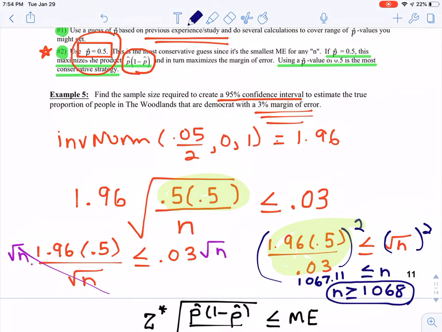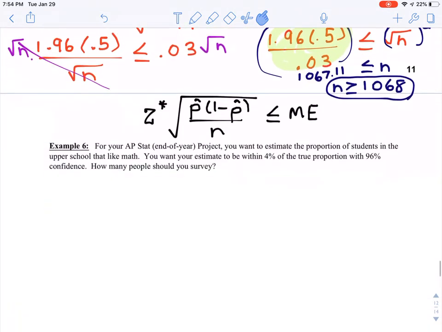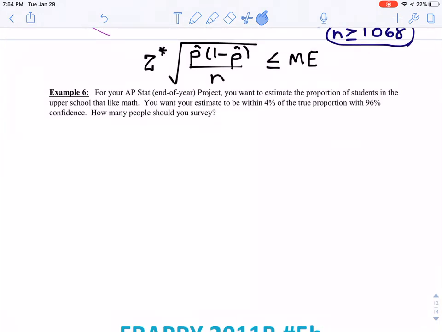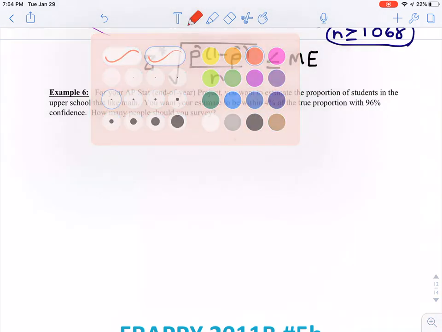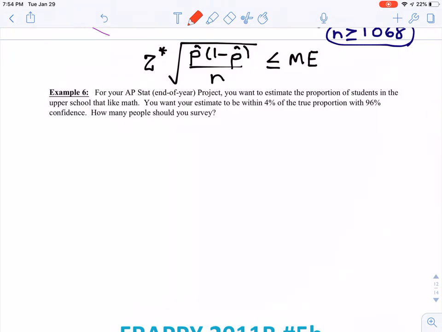Confidence interval, 95%, okay? So I'm going to try another one here with you, okay? Next page, example 6. Once again, you're going to notice nowhere in here do they give you the sample proportion. Obviously, we don't have that because we're trying to figure out how many people we should survey. If we haven't surveyed the people yet, we don't actually have a sample proportion, and so we're picking a really conservative value here to plug in, okay?